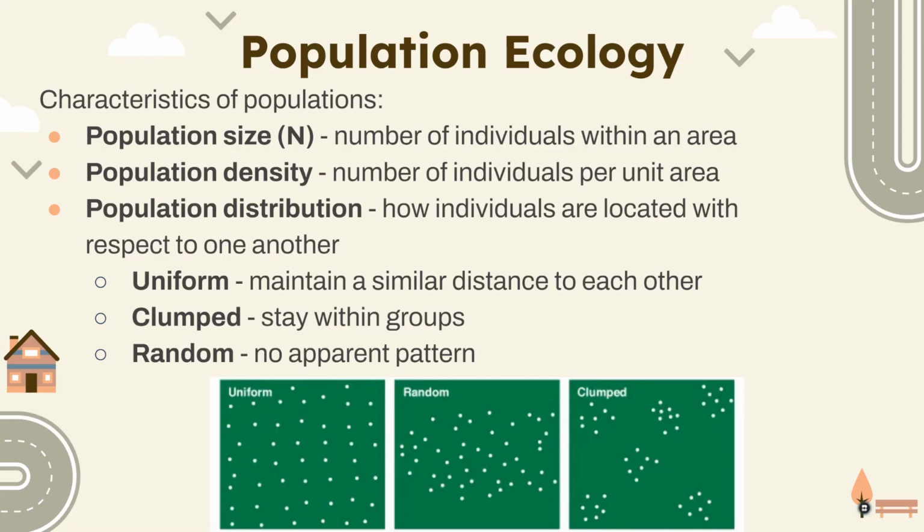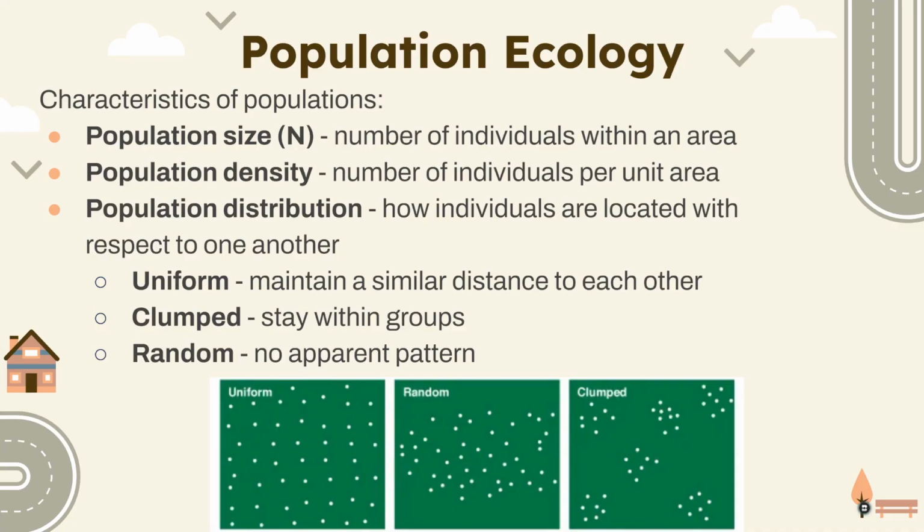Moving on to the characteristics of populations, we first look at the size and distribution. Population size, represented by a capital N, is simply the total number of individuals in an area. Population density is the number of individuals per unit area. The third major characteristic is population distribution, or how individuals are located with respect to one another. There are three main types, and you can see a diagram of each one on the bottom of the slide. The first type is uniform distribution, where individuals maintain a similar distance to each other. Think of penguins nesting or trees in an orchard.